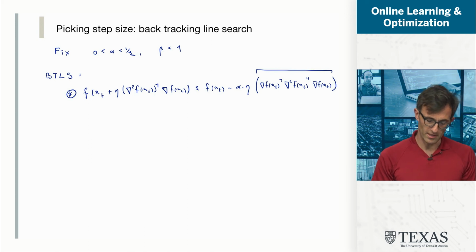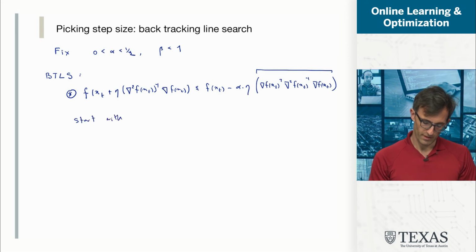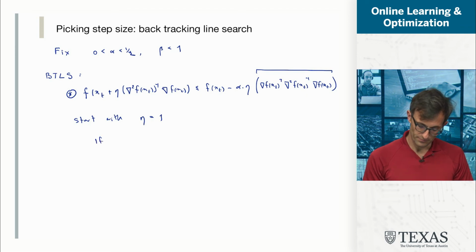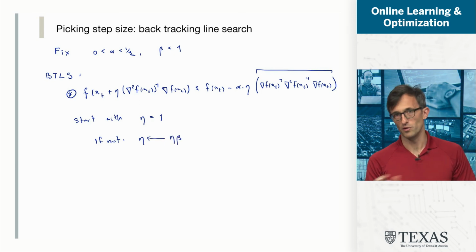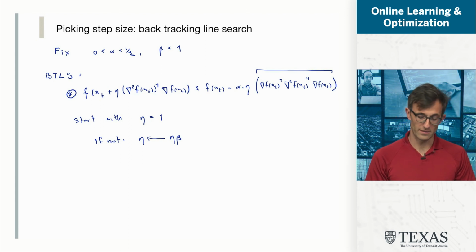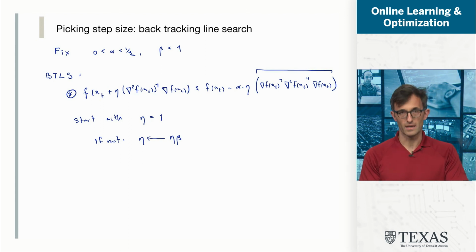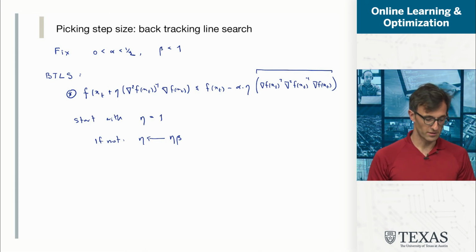So backtracking line search says, given this condition, start with step size eta equal 1. And check, does eta equal 1 satisfy this? If not, then we decrease eta by a factor of beta. Beta here is not the smoothness parameter that we've used previously, it's just some parameter less than 1. So this way we decrease eta, and so we're guaranteed that eventually this will be satisfied. So this is what's called backtracking line search.